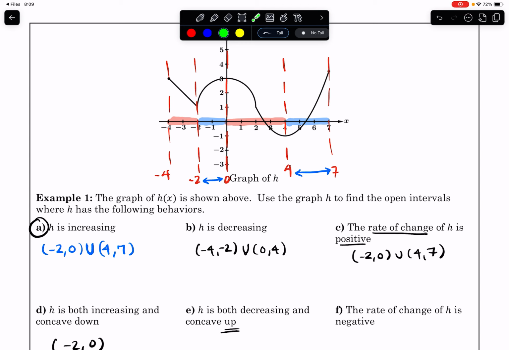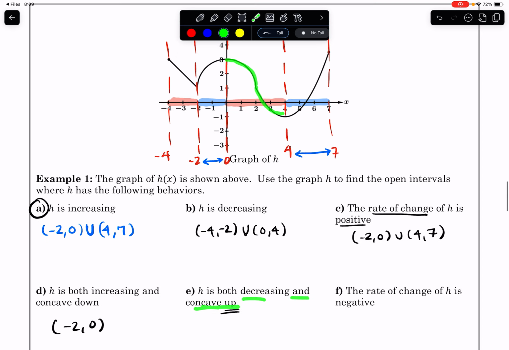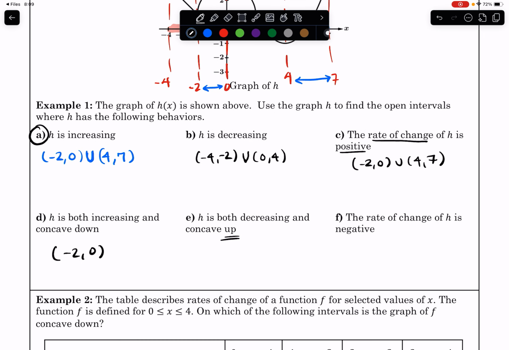So in this example, it's not going to be from 0 all the way to 4, because from 0 to 4, it has two curvatures. It curves down and then curves up. This graph decreases and curves up only when we get to this point right here, which is at the x value of 2, and then continues to curve up until we get to the x value of 4. So the answer to this is 2 to 4.